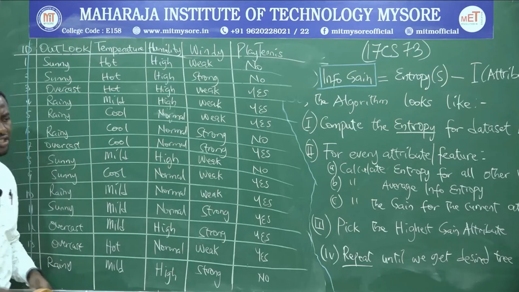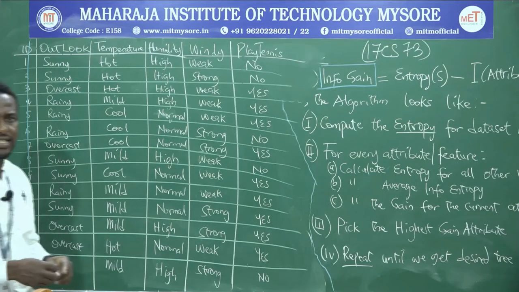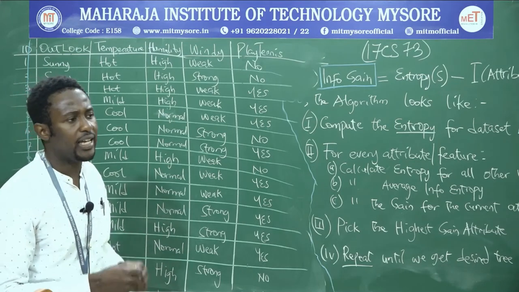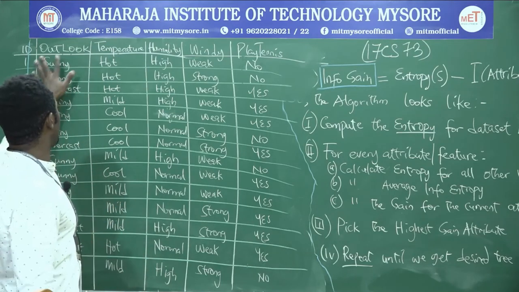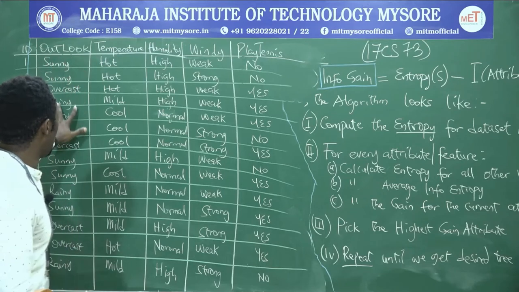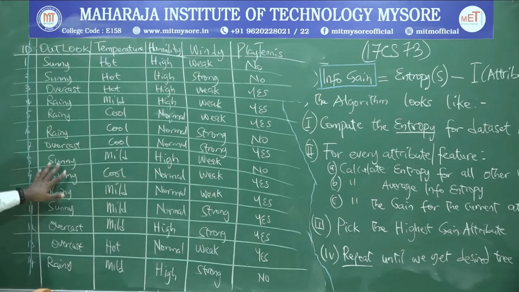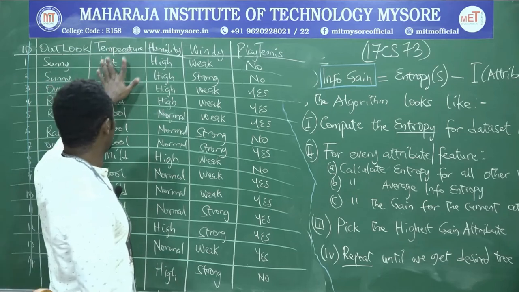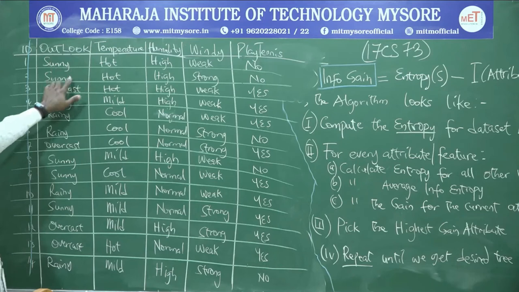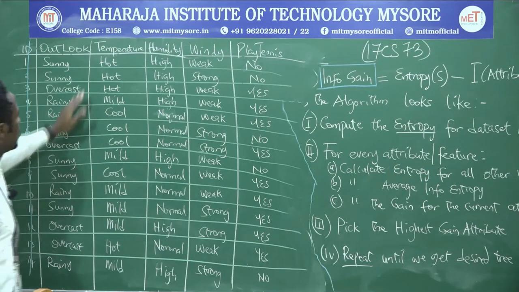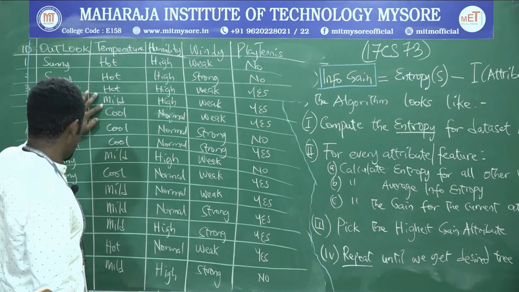Getting back to our decision tree, the next question arises: which one is my root node? Where should I start from? Should I start from Outlook and then consider all the other attributes of Outlook? Or should I start from temperature and consider all the attributes of temperature? Outlook has 3 values: sunny, rainy, and overcast. Now you go to temperature: hot, mild, cool.